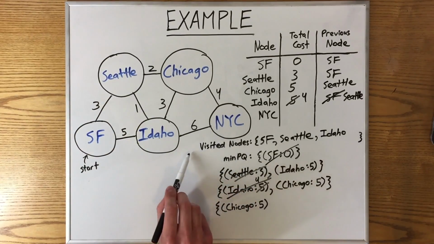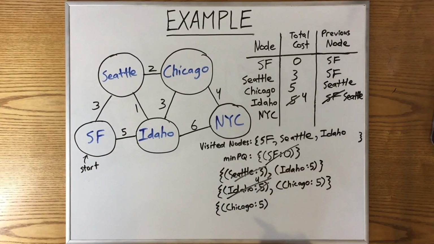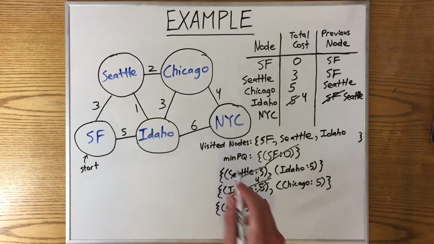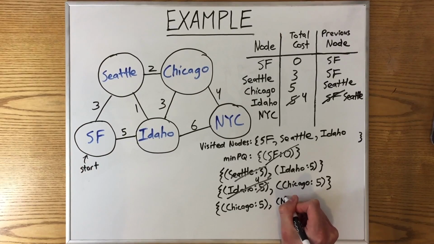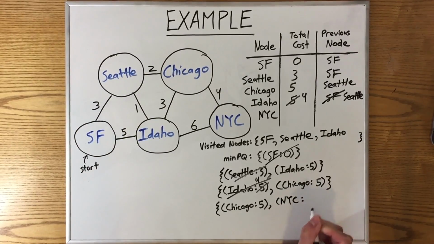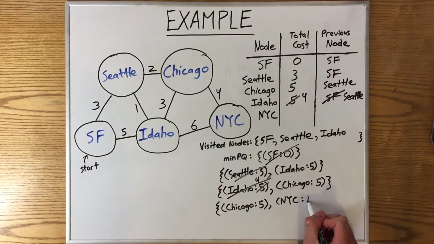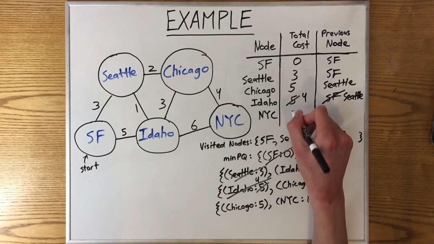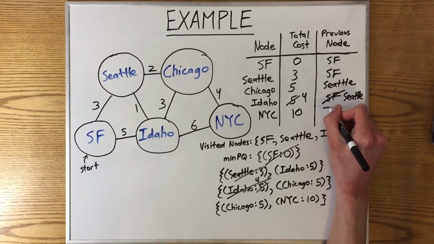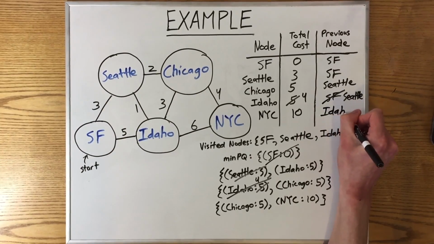So NYC, we see it's not in our visited nodes list. It's also not in our min-PQ. So all we've got to do is add NYC. We know its priority has to be the shortest path to get to Idaho, which is 4, plus 6, and that is 10. And we can update that in our table. We know that it comes from the glorious state of Idaho.